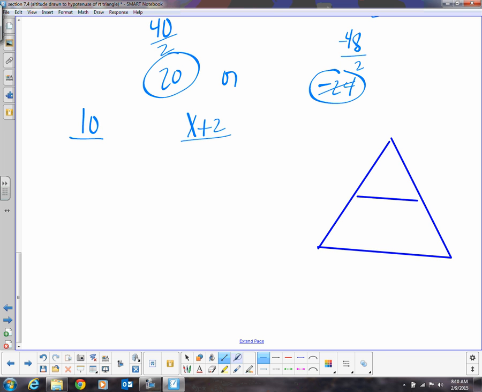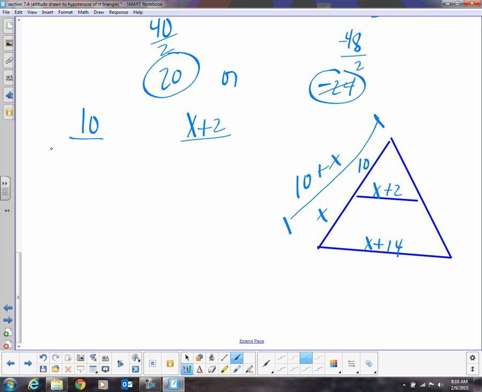So they told us that this was x plus 2. This is x plus 14. This is 10, and this is x. How long is this? Good. 10 plus x. So I'm going to put x plus 10 because that corresponds to 10, and x plus 14 corresponds to 2. 10 is to this whole side, 10 plus x, as x plus 2 is to that whole side, x plus 14. I did small to large.